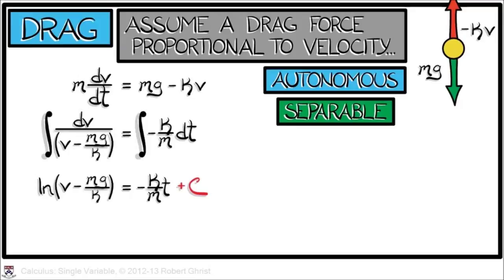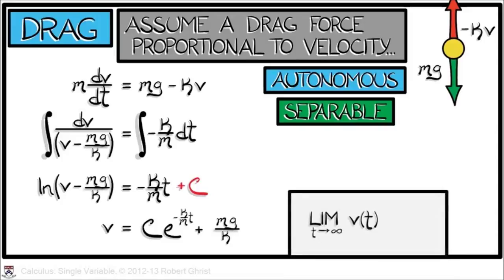Now, to solve for v, what do we do? We exponentiate both sides. On the left, we have v minus mg over kappa. On the right, we have e to the negative kappa over m times t, times e to the constant of integration. We're just going to call that a new constant with the same name, c. Now, solving for v, what do we have? v is c e to the negative kappa over m t plus mg over kappa.